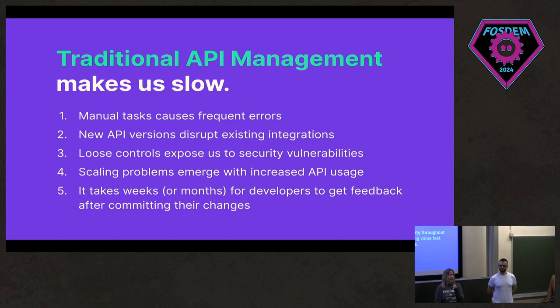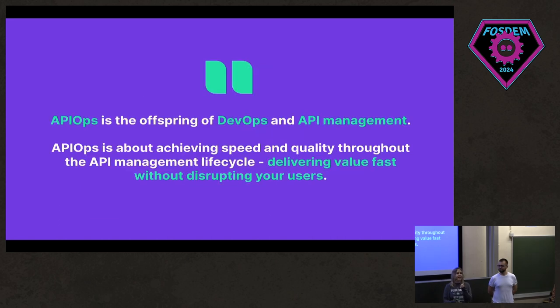So my interpretation of what is API ops, and you might have heard about API ops, and some vendors will try to push their ideas of what is API ops. Some would say it's about deploying your API fast. I'd like to bring a bit back the cultural side of DevOps and say that API ops is the offspring of DevOps and API management. So it's applying the culture of DevOps to your API management lifecycle. And why? Because you want to deliver value fast without disrupting your users.